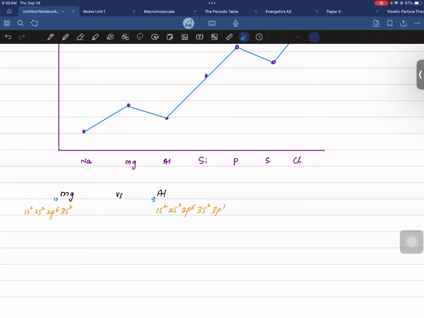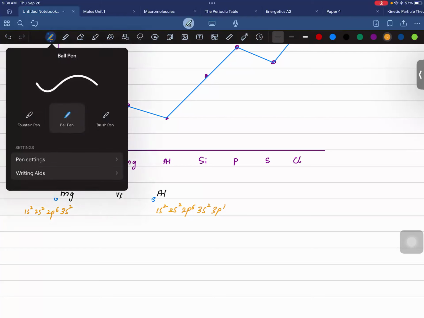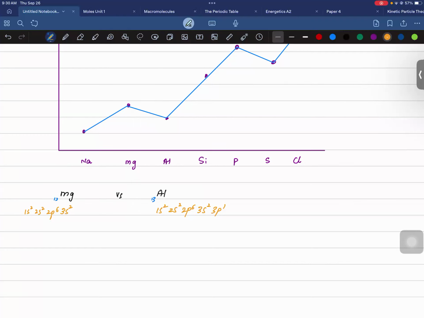So if you can see this, its 3s orbital is fulfilled. What does it mean? It means this is more stable. Aluminum and sulfur are not fully stable, you can say that, because stability depends on the orbital: whether you have a fully filled orbital, a half filled orbital, or a partially filled orbital.